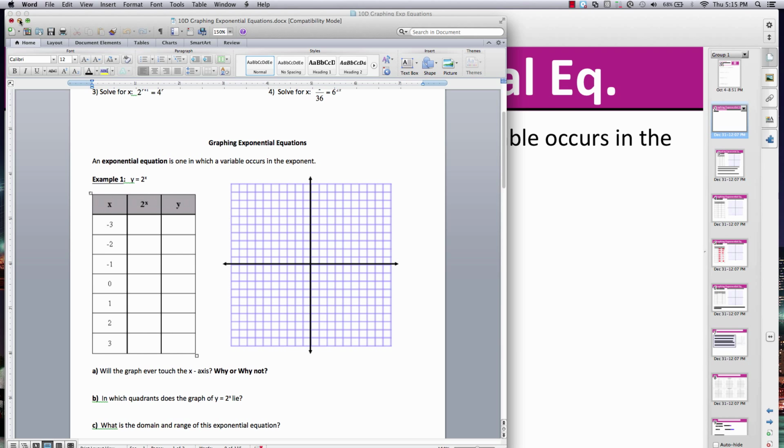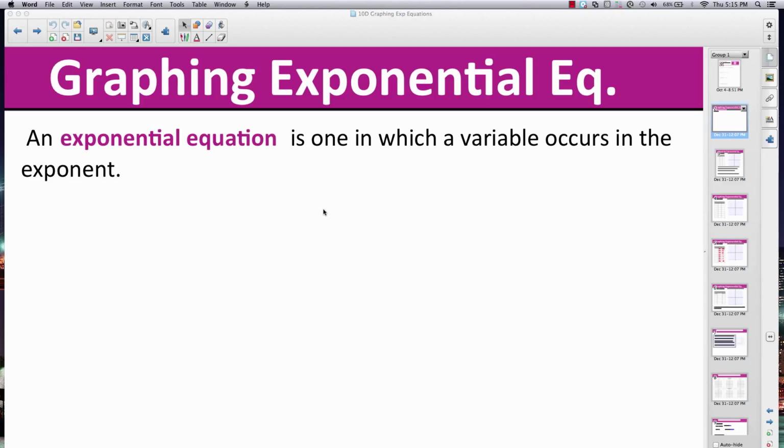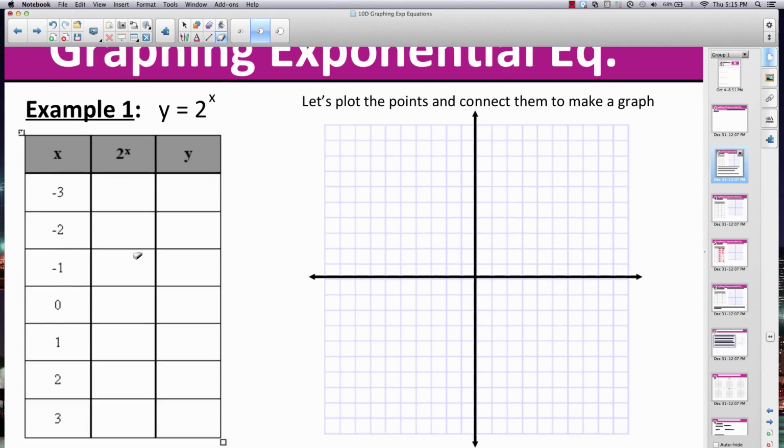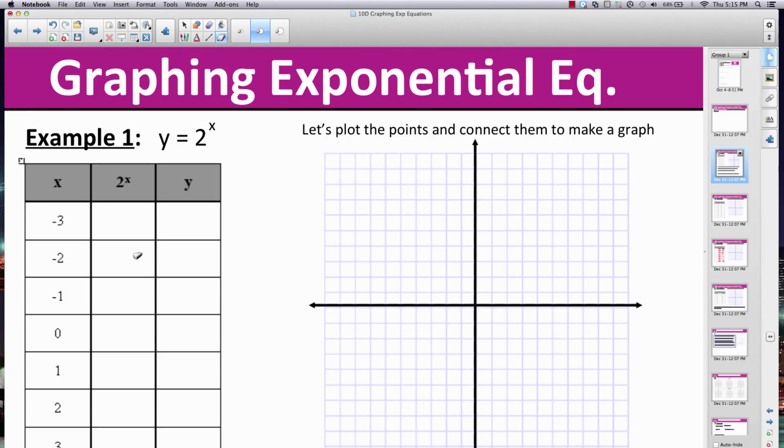graphing exponential equations. So an exponential equation is when there's a variable as the exponent. So for example, if we take a look at the first question here, it says to graph y equals 2 to the x. So now this is an exponential equation because we have our variable, which is the x, as the exponent. So to graph this, it's pretty straightforward. We're going to graph from -3 to +3, and we just want to get a general idea of how the graph looks, how all exponential equations look.